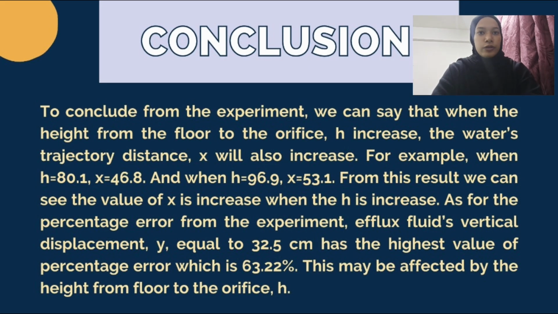And lastly is the conclusion of the experiment. To conclude, we can say that when the height from the floor to the orifice, which is the value of H, increases, the water's trajectory distance, the value of X, will also increase. For example, we take the reading where the value of Y is equal to 52 cm. At the first reading, the value of H is equal to 96.9 and X is equal to 53.1, and at the second reading the value of H is 80.1 while the value of X is 46.8. From this result, we can see that the value of X increases when the value of H increases.